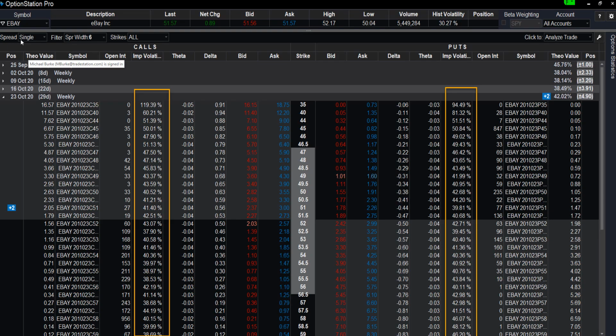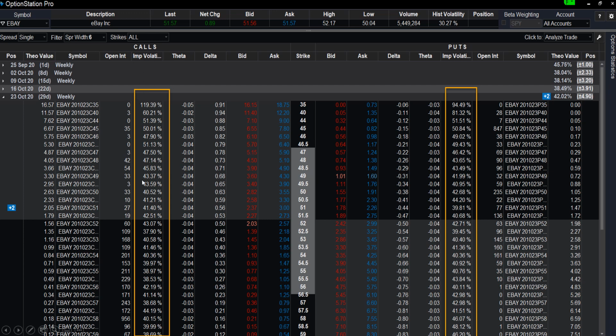So the first thing I want to show you is those raw implied volatilities in an option chain. So here, if this is OptionStation Pro, I'm looking at eBay up here. This is the October 23rd expiration. You see the strike price is running down the middle, calls on the left, puts on the right. And I've highlighted these two columns.